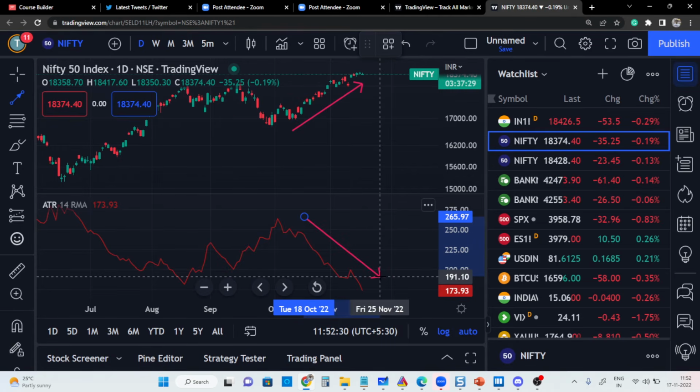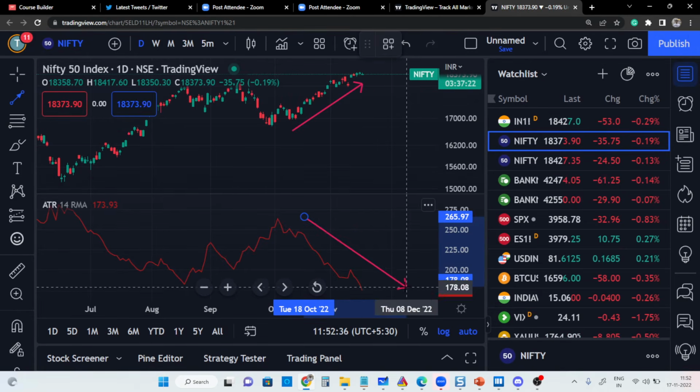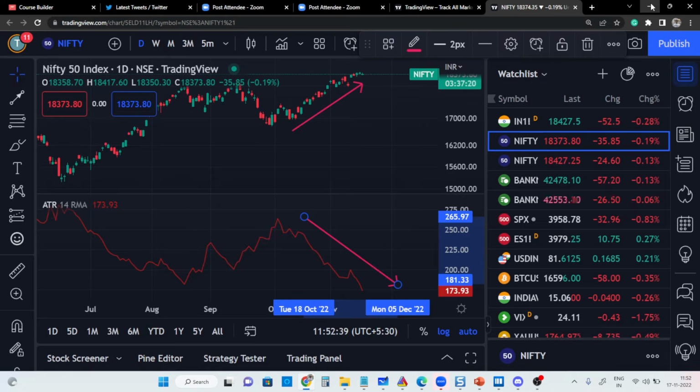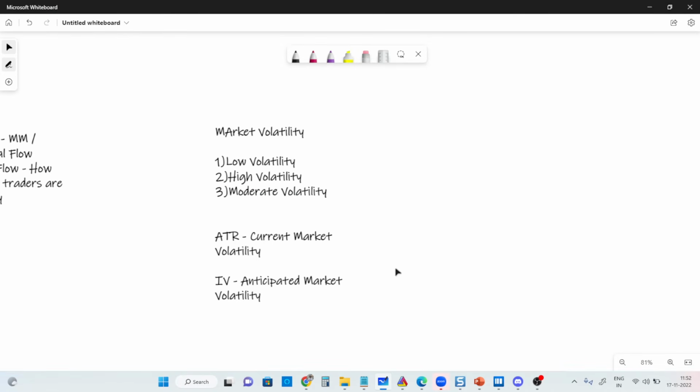ATR is coming down, implied volatility is coming down, VIX is coming down. That means I'll get smaller ranges from an intraday perspective. If I'm going to see smaller ranges, and I'm in a low volatile market, what will happen? It mostly creates dull, boring price action. Maybe a gap up can happen.